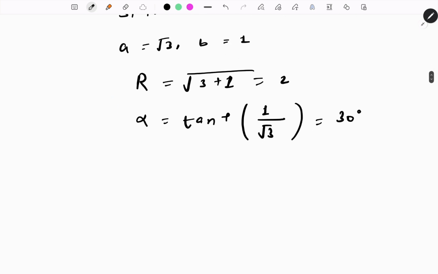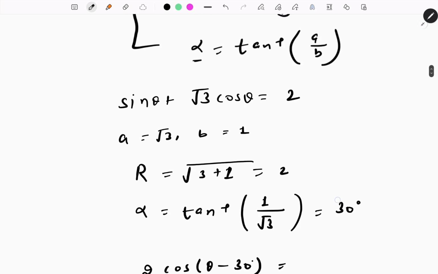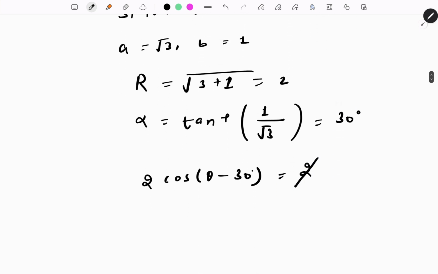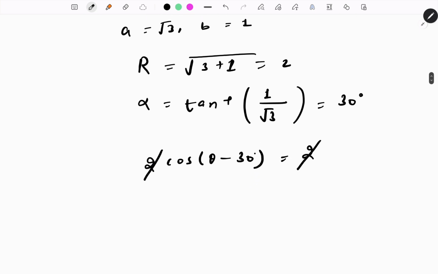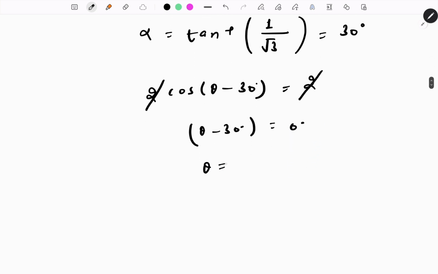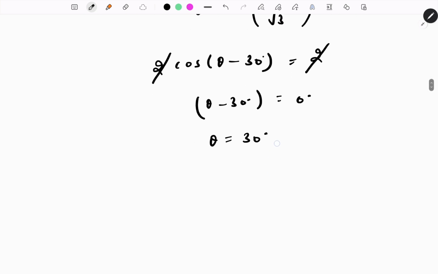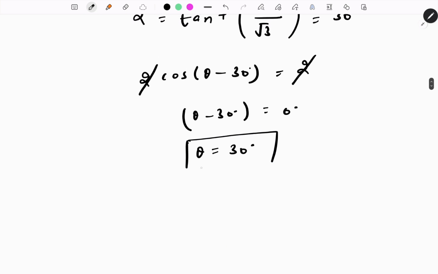So convert it. This expression can be written as 2 cos theta minus 30 equals 2. So cancel the 2's out, and cos of something becomes 1 when the angle inside cos is 0. So theta comes out to be 30, and now we put the values in the desired expression.